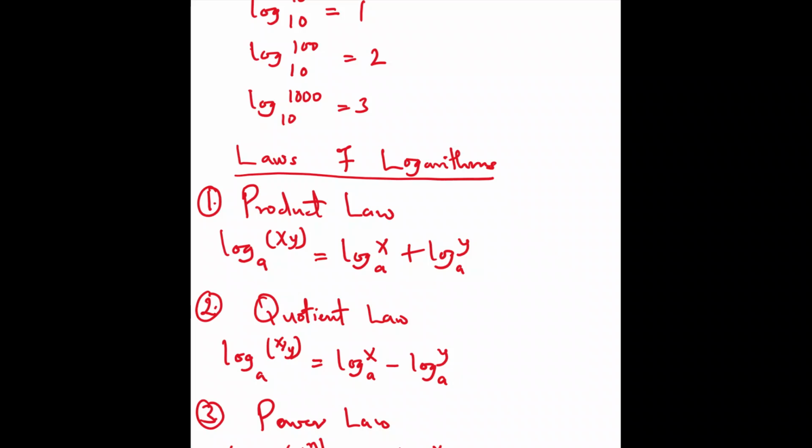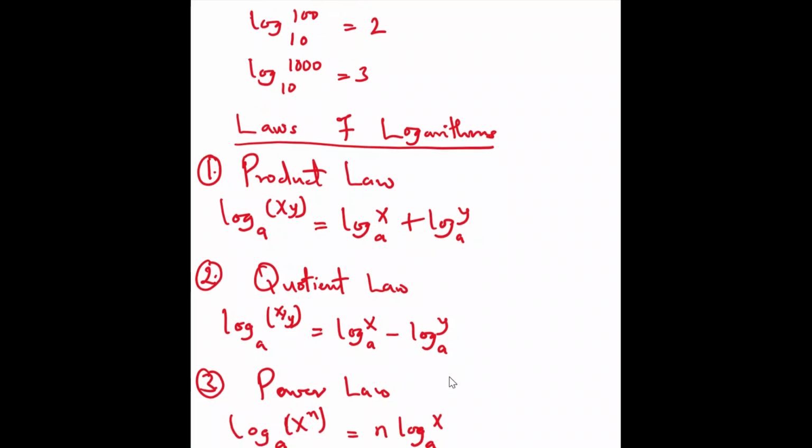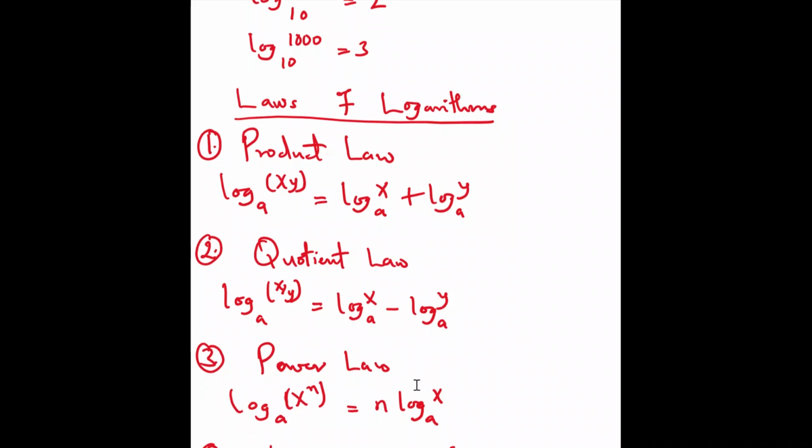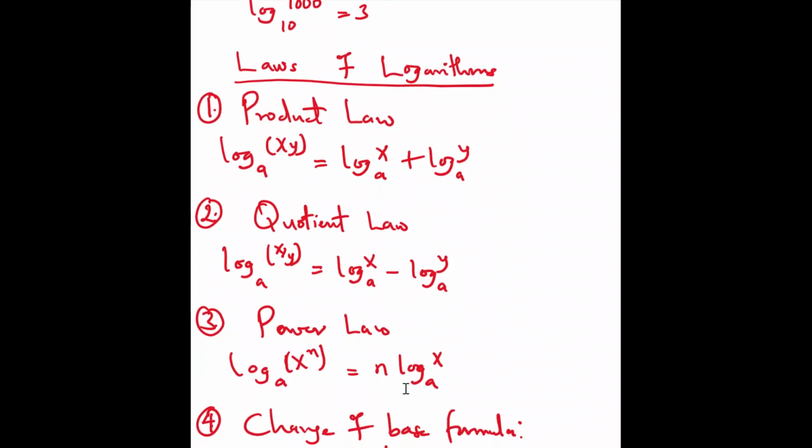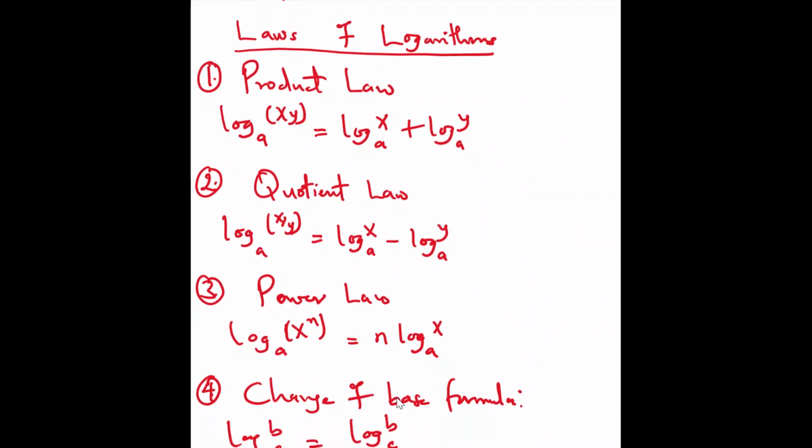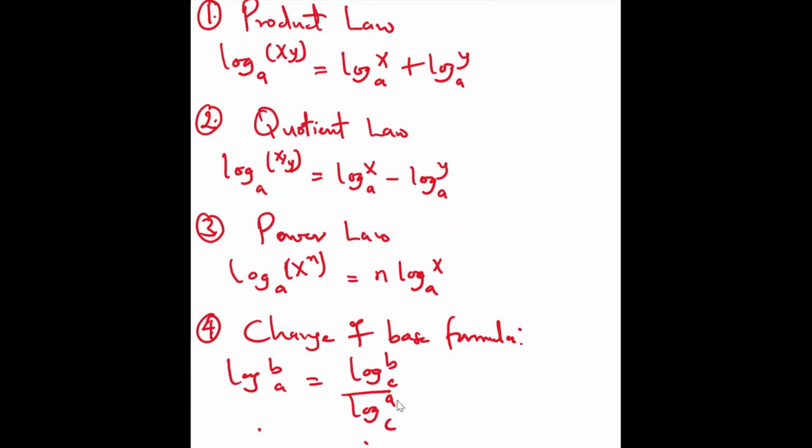Number 3 is the power law: log x raised to the power n base a, you bring n to this side, so that will be n log x base a. The fourth law is the change of base formula: log b base a can be rewritten as log b base c over log a base c. It doesn't matter what the base is, as long as these bases are the same. When you cancel them out, it still gives log b base a.